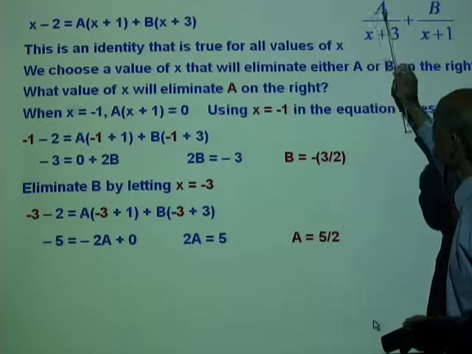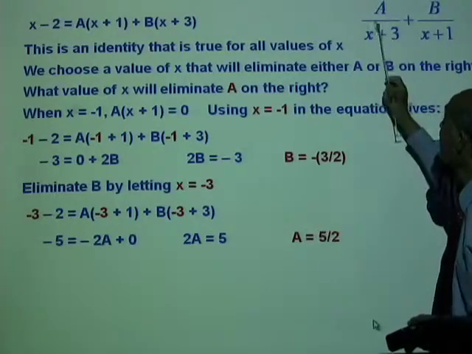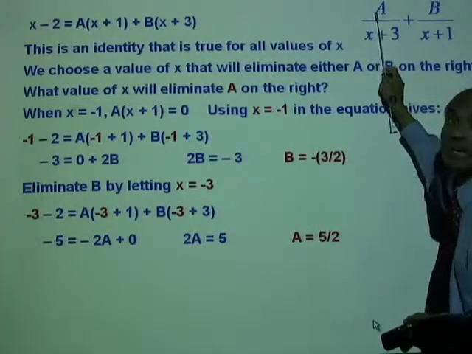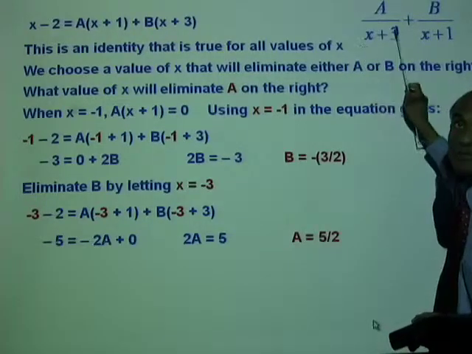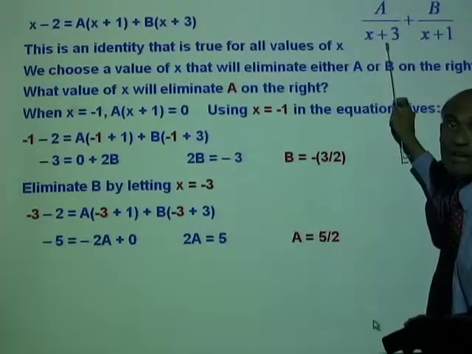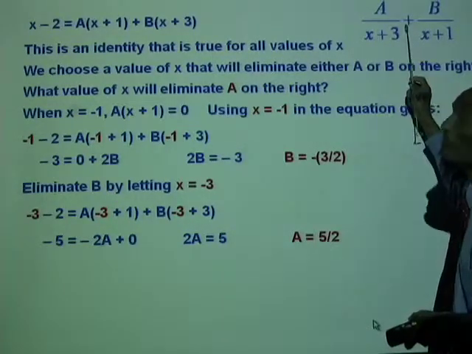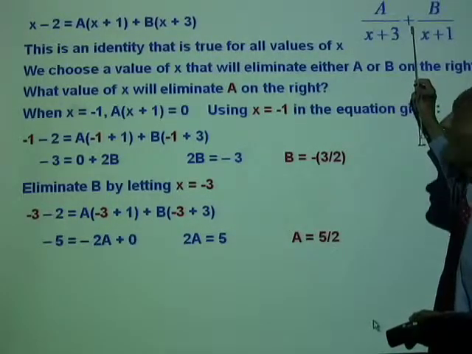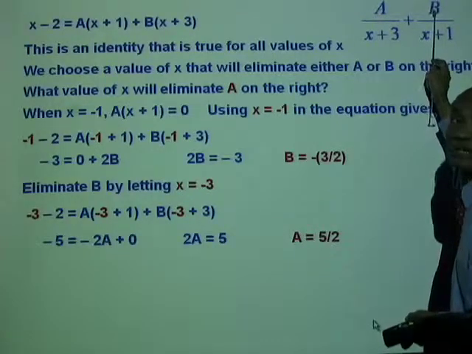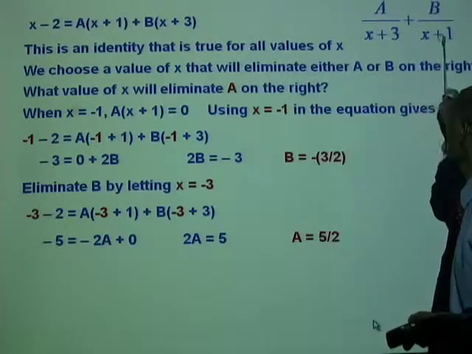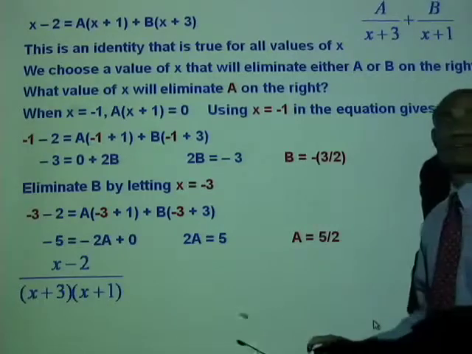When a gets replaced by 5 over 2, this will become 5 on the numerator and 2 times x plus 3 on the denominator. Is that right? Then b is negative, we'll make this sign negative, and the numerator will be 3 and the denominator will be 2 times x plus 1.